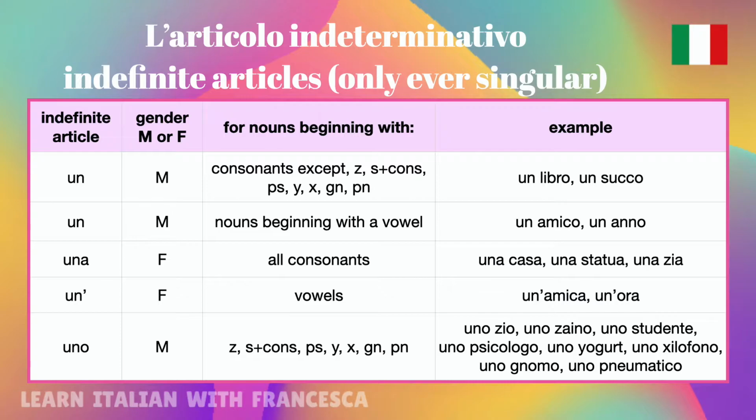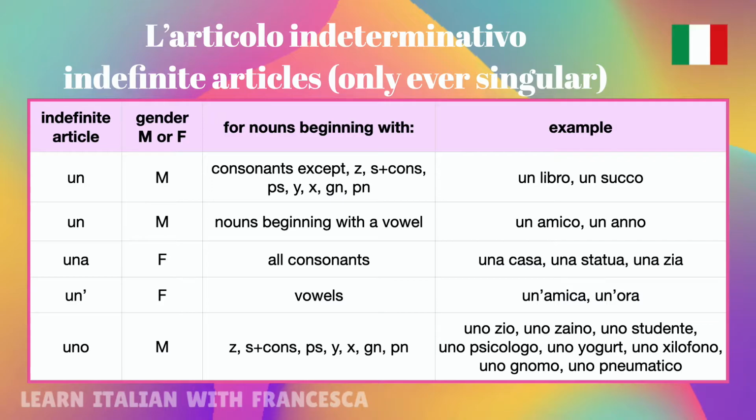Note that even though statua begins with S followed by another consonant, because it is feminine, it's just considered like all other consonants. And the same with zia, beginning with a Z, but because it's feminine, we still just use una. The next row has un with the apostrophe. Remember that apostrophe replaces a, so it's a feminine, singular, indefinite article. We use this for nouns that begin with a vowel. For example, un'amica, a female friend, or un'ora, an hour, or 1 hour.